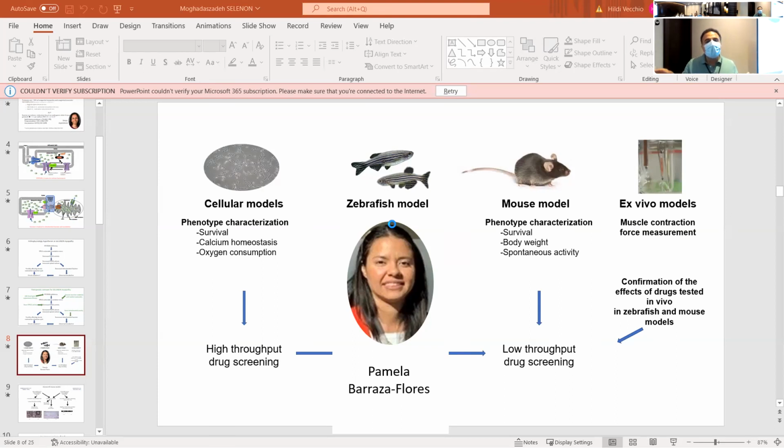Do you have any questions so far? Yes? Why are some muscles affected differently than others? So why isn't the heart affected, for example?